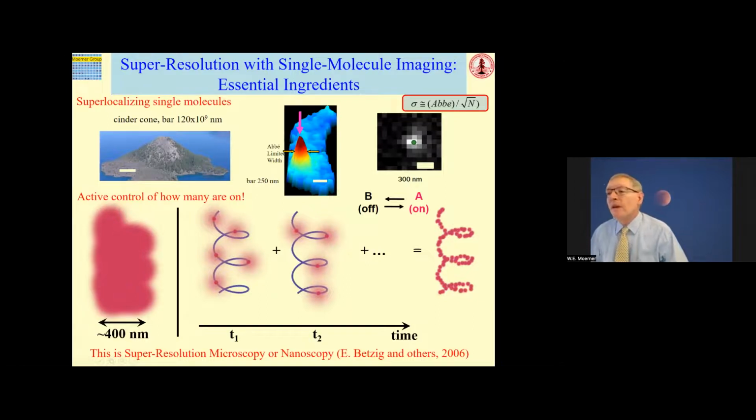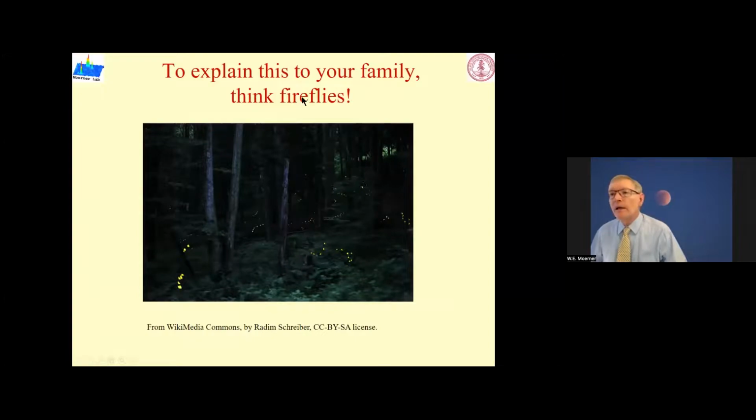Now, just to make sure that the idea is completely clear in your mind, let me give you another analogy so you can explain this to your family. So to do this, think about fireflies. I hope everyone has heard about fireflies, these little organisms that fly around and they have light that they can emit by a chemical reaction. And they also blink on and off. They turn on and off. So those are the key things to remember.